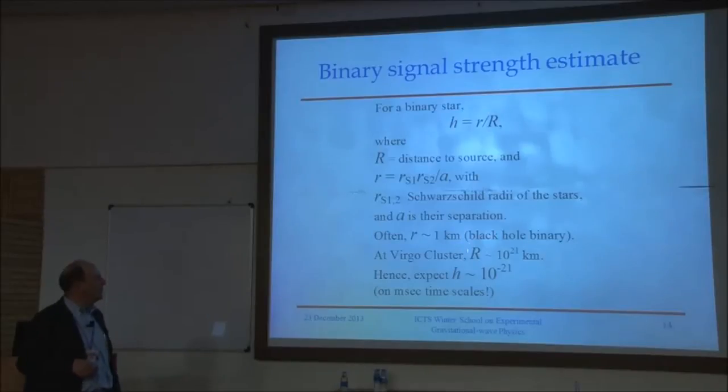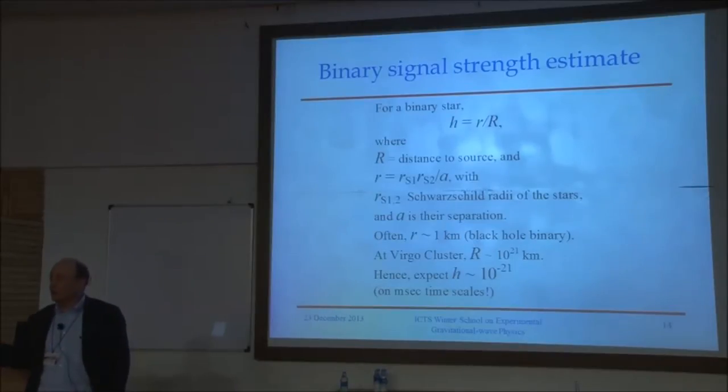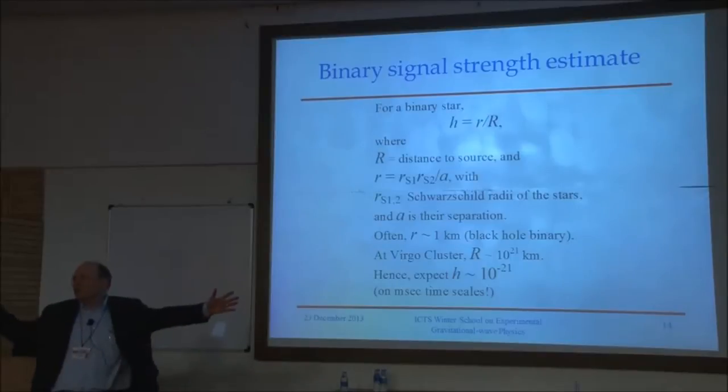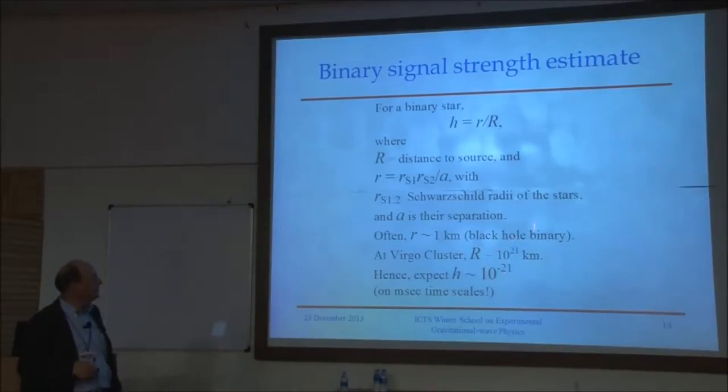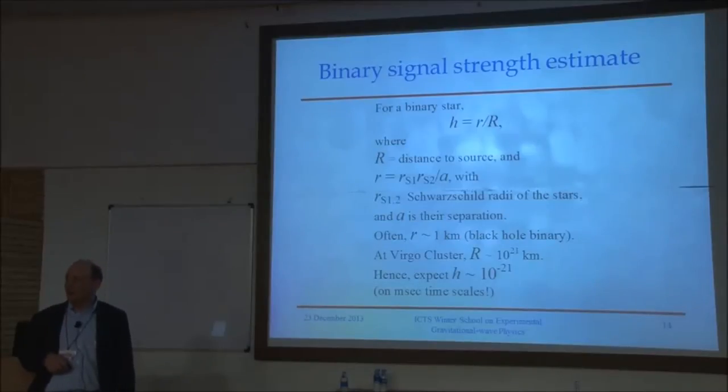So we're talking about the ratio of a kilometer to the distance to the Virgo cluster, which is 10 to the 21 kilometers, if our source were in the Virgo cluster. That's a good first guess. Turns out to be not quite correct, but close enough. If our sources were in the Virgo cluster, we'd be looking at the ratio of 1 kilometer to 10 to the 21, or an amplitude of 10 to the minus 21.